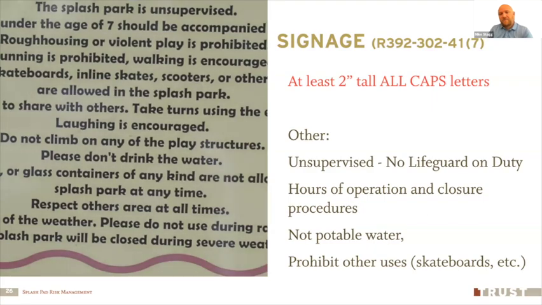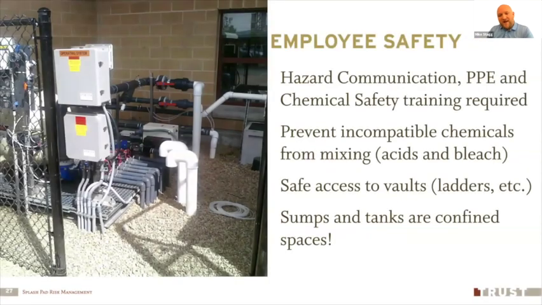Okay? All right. Employee safety is also important. You got to have a hazard communication plan, PPE, and chemical safety training. Okay? You have employees who are going to be using some chemicals. You want to make sure you prevent incompatible chemicals from mixing. Make sure you separate your acids from your bleaches. Separate your hydrochloric acid, your muriatic acids from your chlorine that you're using for sanitation.